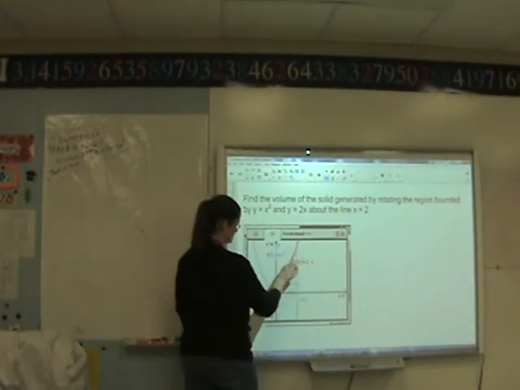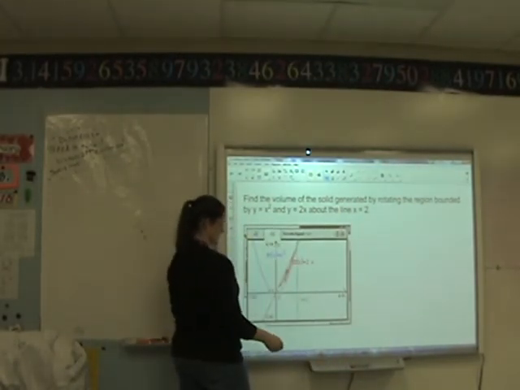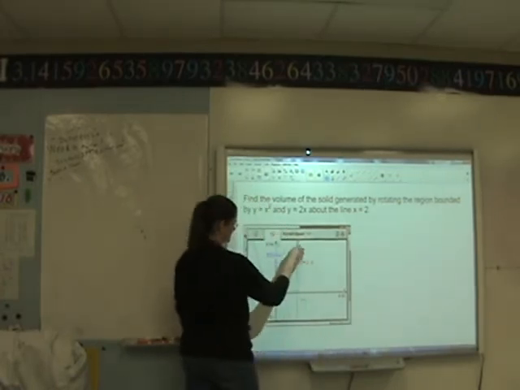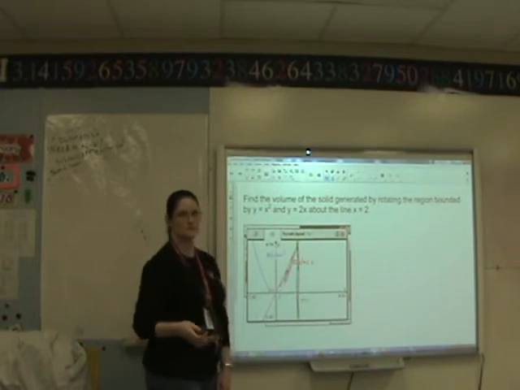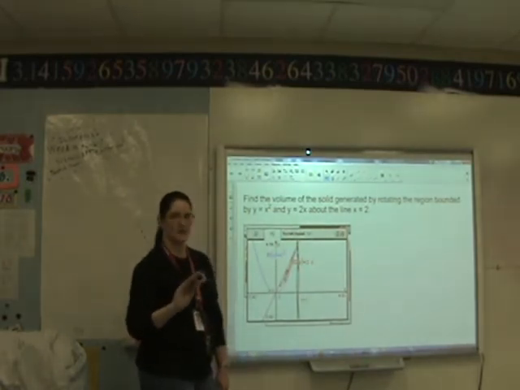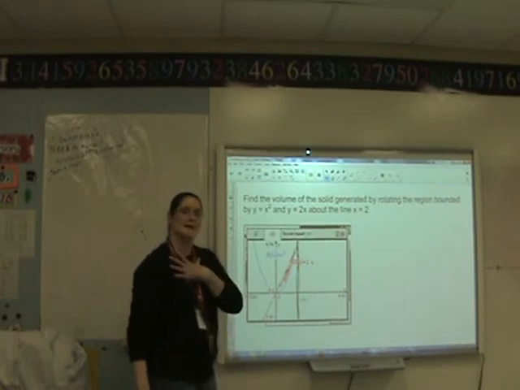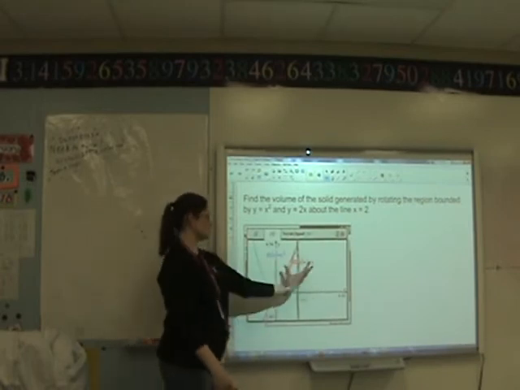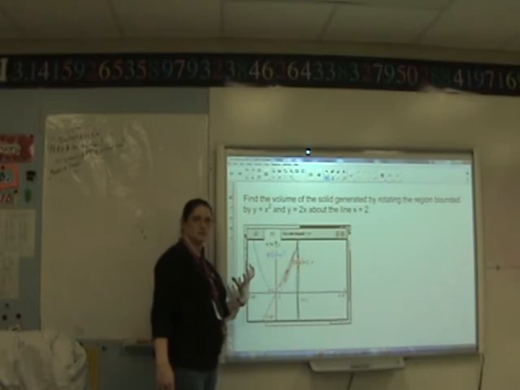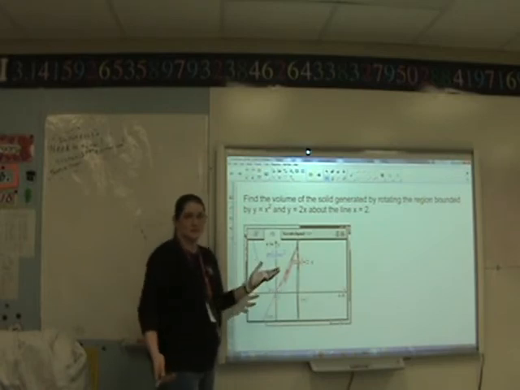So this is my region that I want to rotate. And this is going to be my axis of rotation. The formulas I gave you only rotate around the x and y axis. We're not rotating around the x and y axis. So my strategy is to shift my functions so that this turns into the y axis. And then I know how to do that.